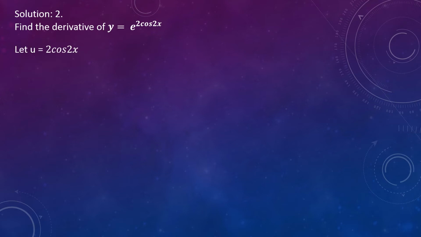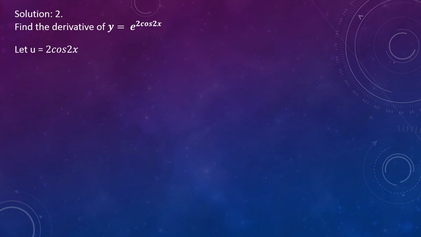Okay, let us now proceed to the solution for number 2. Find the derivative of y is equal to e raised to the power of 2 cos 2x. I know that most students feel difficulty answering this type of problem, especially when it involves the Euler number. So the concept is that we will use e raised to the power of u du. So we let u be equal to 2 cos 2x.